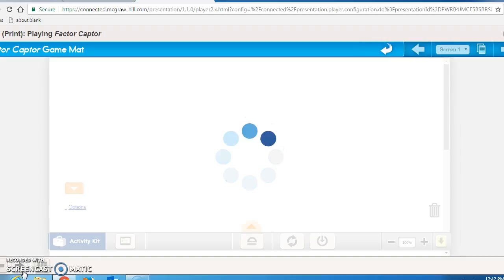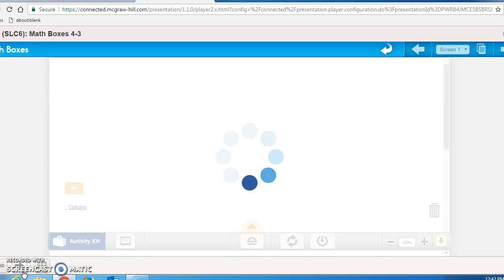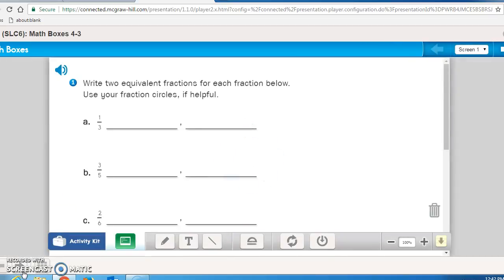So this is looking at one of the games that we will be playing, Factor Captor, or have played in the past. So now it's asking you to write 2 equivalent fractions for each fraction below. Use your fraction circles if you need to. This is Math Journal page 113.